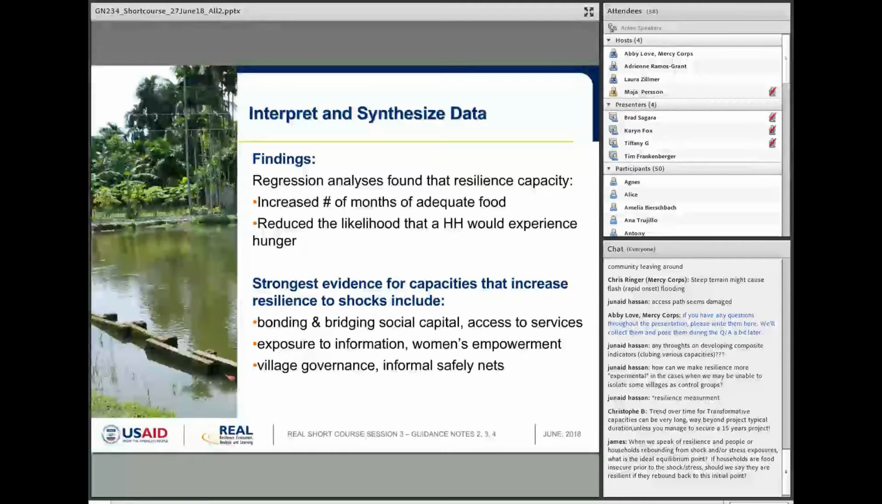The strongest evidence of these capacities that increased resilience to shocks were the bonding and bridging social capital, people's access to services, their exposure to information, particularly early warning information, women's empowerment, which was a very important factor in allowing people to be more resilient to these shocks and stresses, the governance systems that existed at the village level, and the informal safety nets. All of these were critical capacities that made a difference in enabling people to manage these floods.